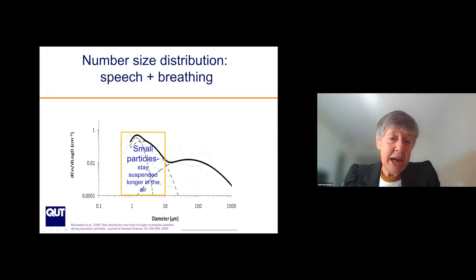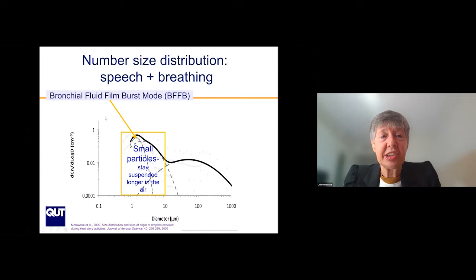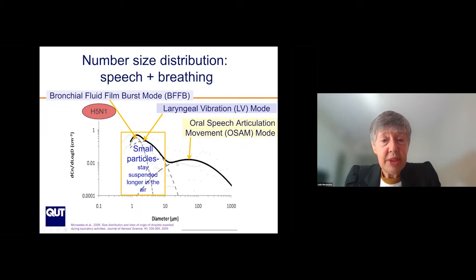The importance of this is that these particles are light and small enough, they can stay suspended for quite a long time. You can also see these different modes here. The first one is the bronchial fluid film burst mode from the deepest part. And it's believed that this is where an H5N1 virus originates and resides. A slightly bigger mode is the laryngeal vibration mode. And the biggest one, oral speech articulation, the biggest and the widest. And this is where the source of H1N1 is.